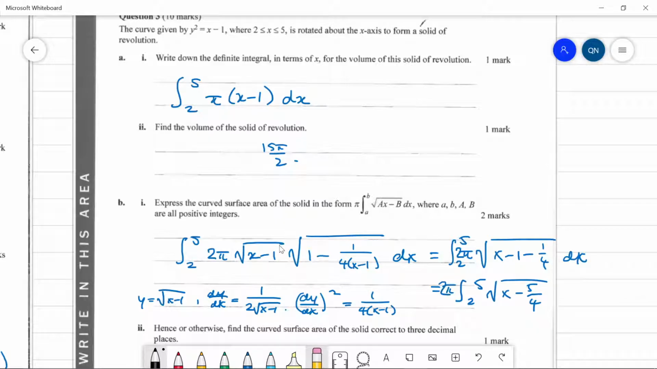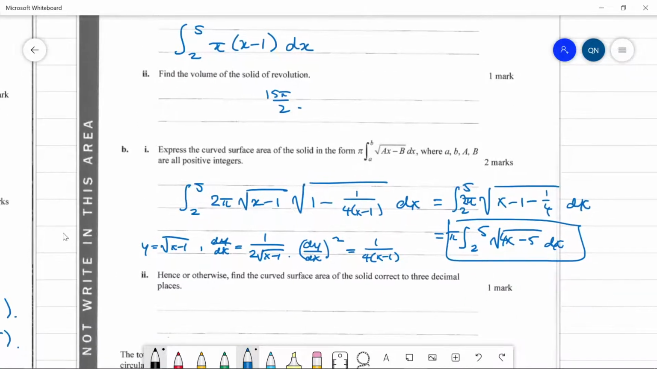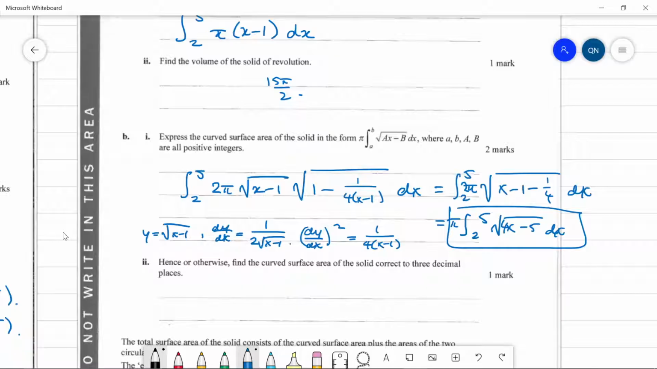Right, so if you expand the numerator and denominator, you're going to get 4 over 4 here. You can pull the 4 in the denominator out, that becomes a 2, which cancels with this 2, and you're left with the square root of 4x minus 5, dx. And that should be it there. Right. Okay, hence or otherwise, find the curved surface area of the solid of revolution, correct to 3 decimal places.